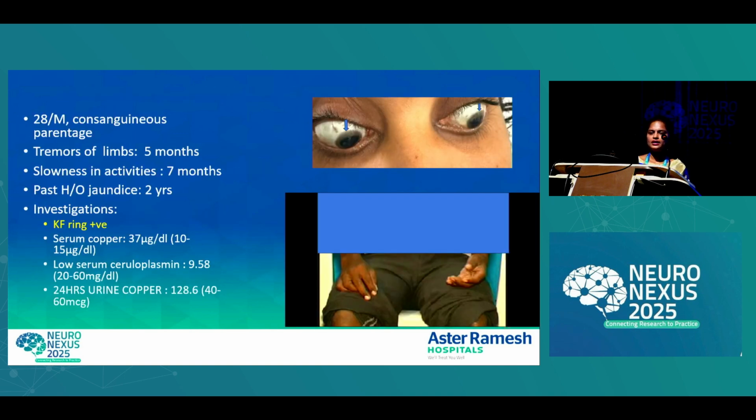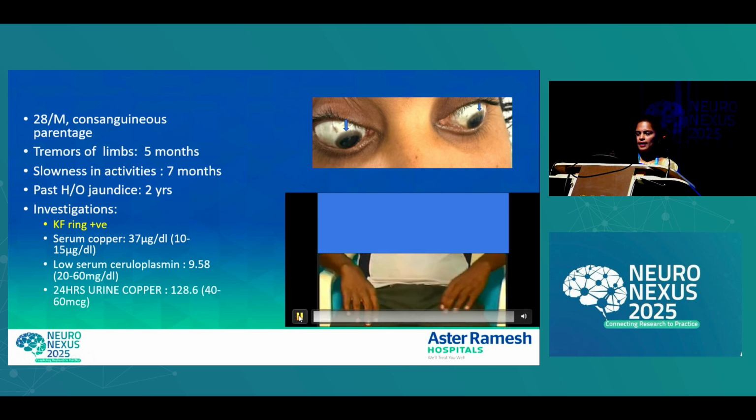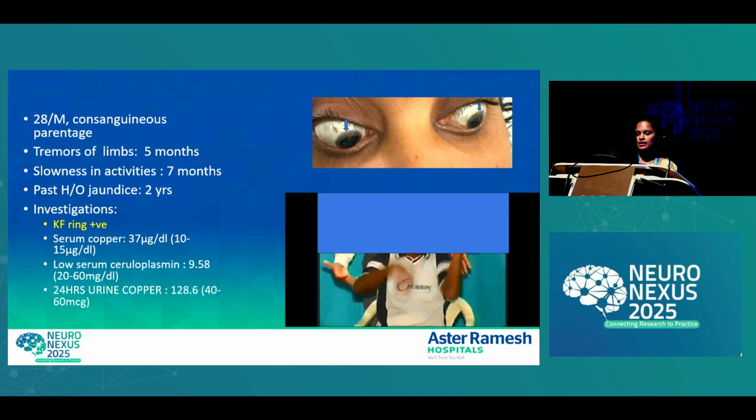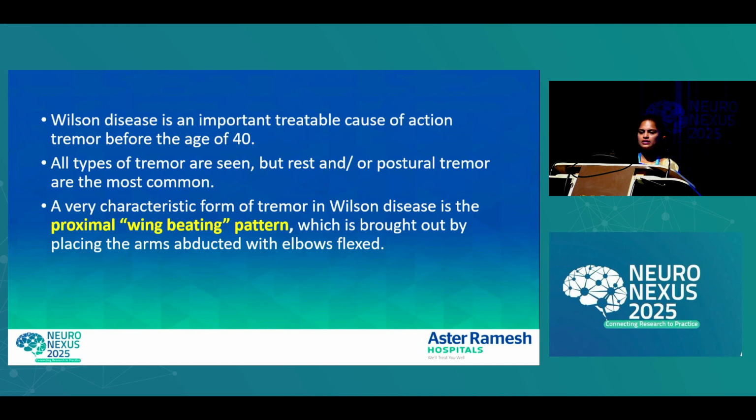Next, a 28 years old male with history of consanguineous parentage presented with tremor of limbs of 5 months duration and slowness of activities of 7 months duration. There is a past history of jaundice. On general examination, you can observe the golden brown discoloration of the cornea in the superior quadrant, that is KF ring. So on examination, there is a bilateral tremor when the arms are kept with elbows flexed and abducted, that is typical wing beating tremor. So it's a case of Wilson's disease.